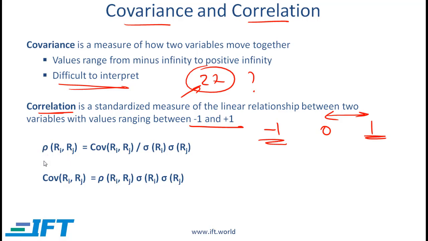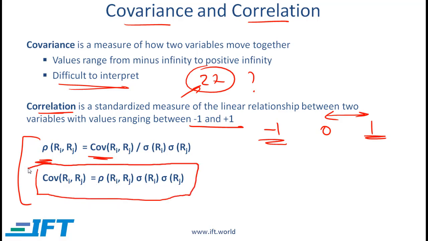The formula that connects correlation with covariance is given right here, and these are two forms of the same formula. I would suggest that you simply remember this formula. The covariance between two variables is simply equal to the correlation times the standard deviation of the first variable times the standard deviation of the second variable. Once you know this formula, then it is very easy to derive the other one.